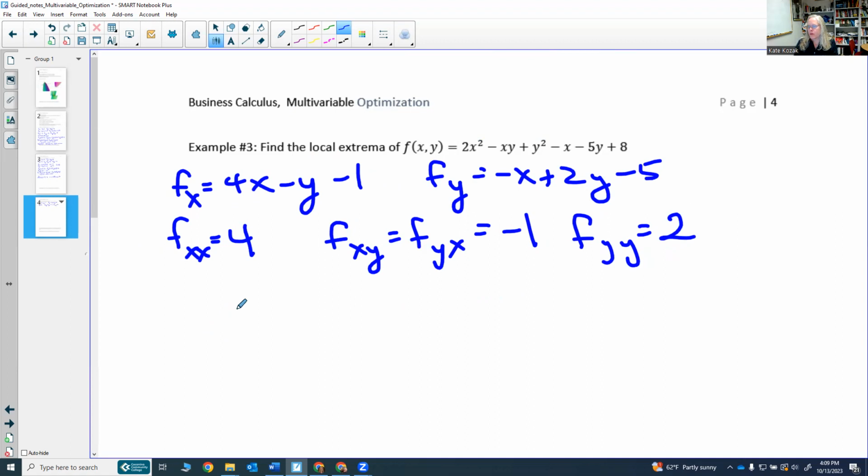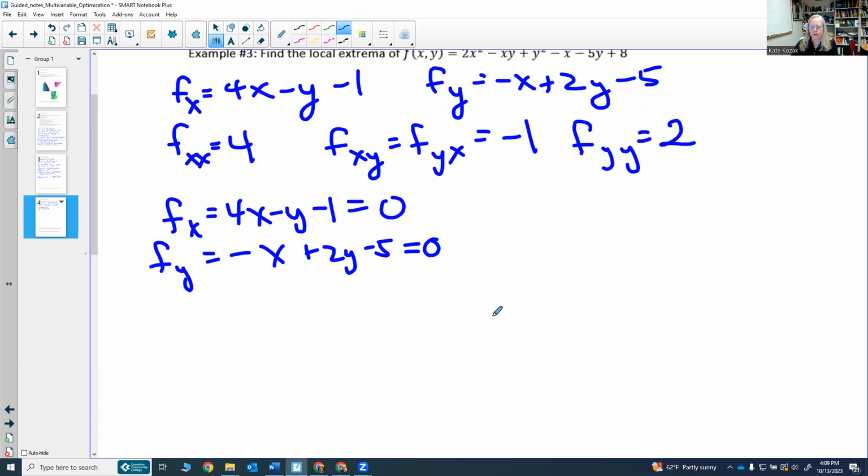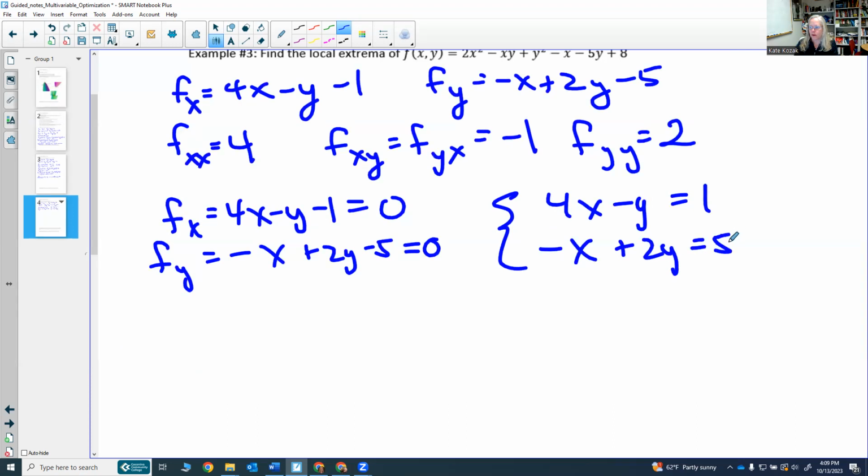Now find the critical points by setting the first partial derivatives equal to 0. So f sub x, which is equal to 4x minus y minus 1, is equal to 0. And f sub y, which is equal to minus x plus 2y minus 5, is equal to 0. You have a system to solve. The system is 4x minus y equals 1, minus x plus 2y equals 5.